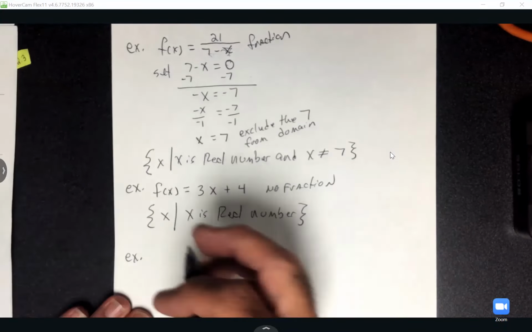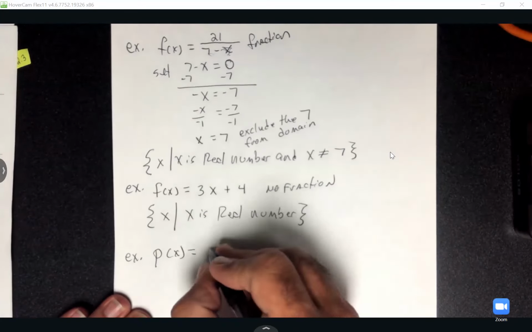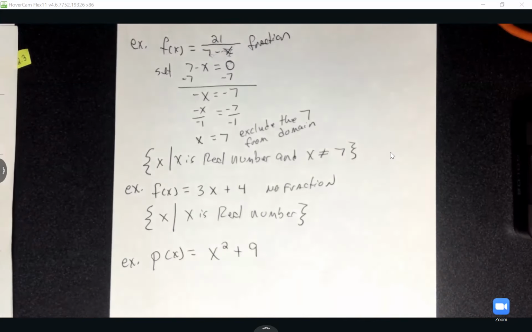All right, so let's turn the heat up. Let's do a P of x. P of x equals x squared plus 9. Are y'all excluding any numbers from this domain?